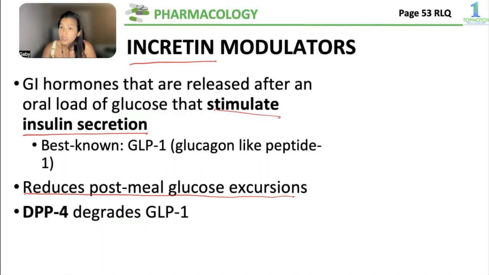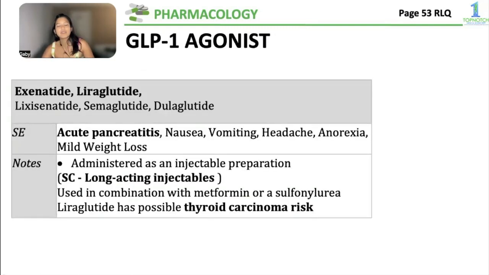And so the drugs used as incretin modulators are either analogs of GLP-1, meaning they mimic the effects of GLP-1, or they're inhibitors of DPP-4. So what is DPP-4? It is an enzyme that degrades your GLP-1. So if you inhibit DPP-4, you allow GLP-1 to stay in your system for a longer amount of time. So what are your GLP-1 agonists? These are your tides: exenatide, liraglutide, semaglutide. Semaglutide you would know as Ozempic.